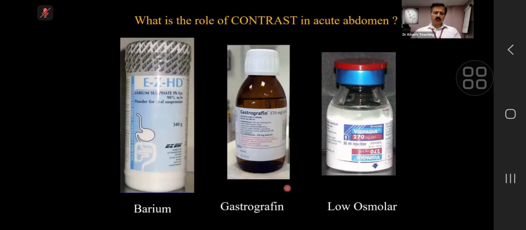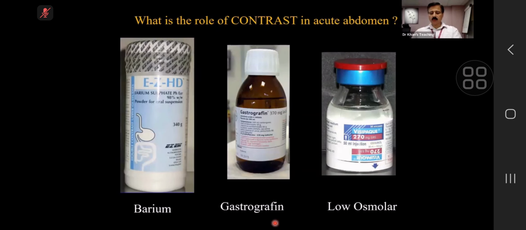Now, you see on your slide, there are 3 types of contrasts, and the concepts about these contrasts are very important for the exam. This is the difference between a safe radiologist and an unsafe radiologist. It's a black and white thing. If the examiners find you unsafe in the exam, you will be penalized for it, and you might fail because of that. So, barium, gastrografin, and low osmolar contrast agent can be used in the GIT, right?